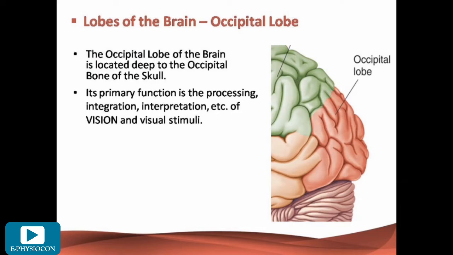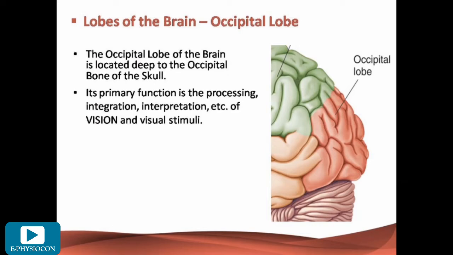Now the occipital lobe. Here you can see the occipital lobe. The occipital lobe of the brain is located deep to the occipital bone of the skull. Its primary function is the processing, integration, interpretation, etc. of vision and visual stimuli.